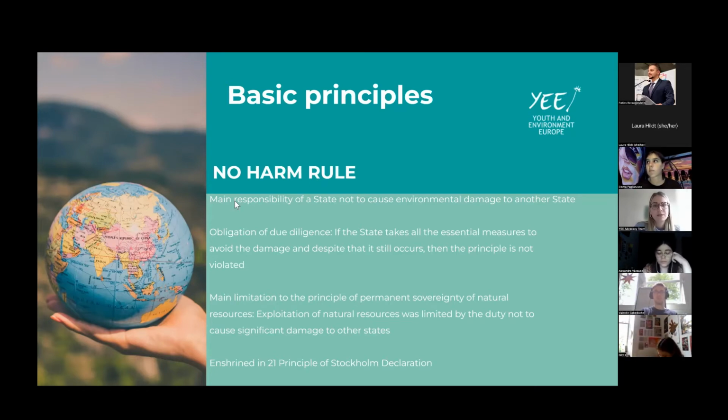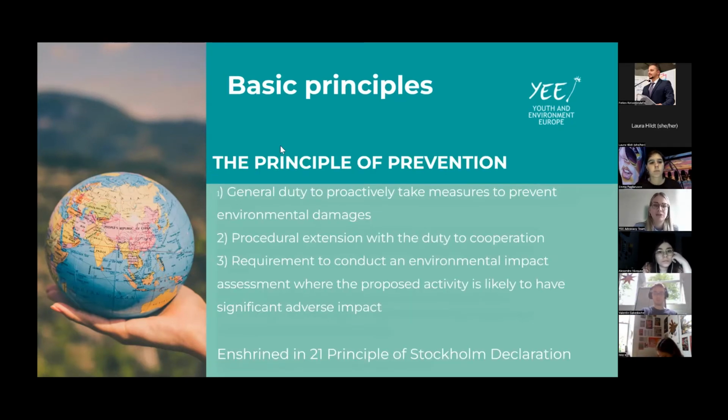The next principle is the principle of prevention. It's a proactive principle. It's the general duty to proactively take measures to prevent environmental damages. So it's a procedural extension of the duty to cooperation. States need to cooperate in order to prevent, not to cause, environmental damage.